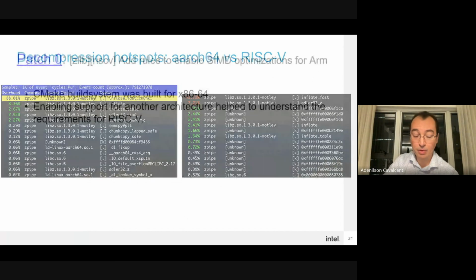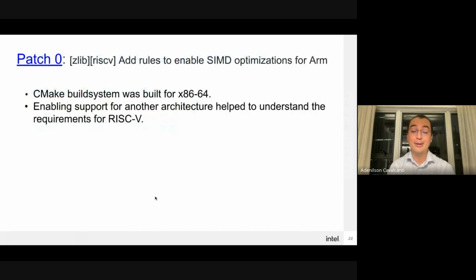Okay, right, so what was the first patch? The first patch required was to actually make sure that the build system, because we have 2 build systems on Chromium zlib, the CMake build system and the GN build system, would actually work for a second architecture. I added the CMake build system when I was hacking on Xeon specifically, and that helped me to better understand what would be the requirements for RISC-V.